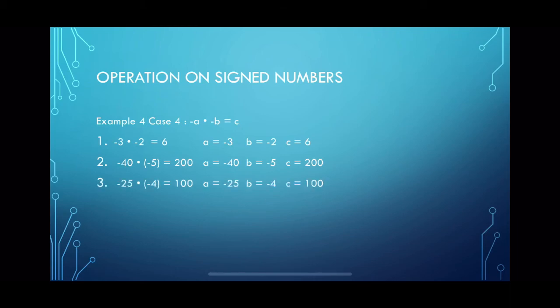For number 3, we have negative 25 multiplied by negative 4 is equal to 100, where A is equal to negative 25, B is equal to negative 4, and C is equal to 100. For number 4, we have negative 5 multiplied by negative 3 is equal to positive 15, where A is equal to negative 5, B is equal to negative 3, and C is equal to 15. For number 5, we have negative 2 multiplied by negative 4 is equal to 8, where A is equal to negative 2, B is equal to negative 4, and C is equal to 8.